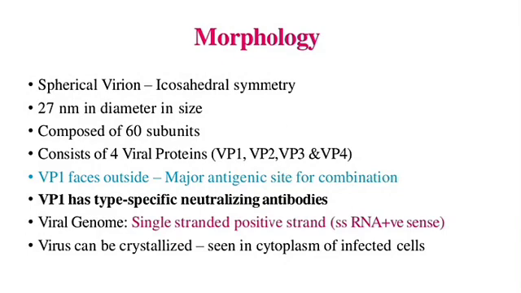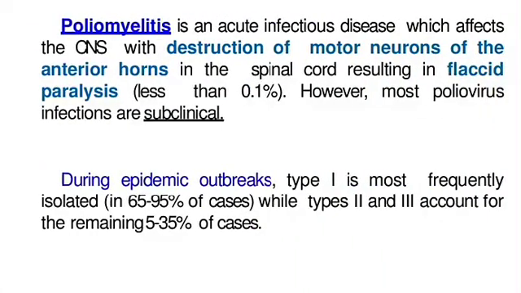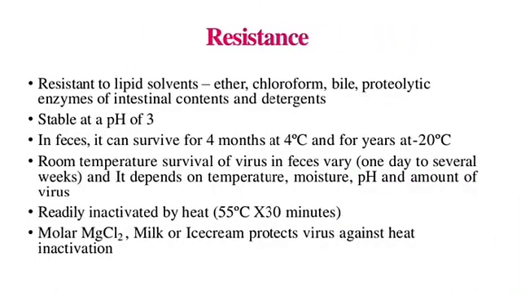The viral genome is single-stranded, positive-sense RNA. The virus can be crystallized and is seen in the cytoplasm of the infected cell. Poliomyelitis is an acute infectious disease which affects the CNS, with destruction of the motor neurons of the anterior horns in the spinal cord, resulting in flaccid paralysis. However, most poliovirus infections are subclinical. During epidemic outbreaks, type 1 is most frequently isolated, in 65 to 95% of cases, while type 2 and type 3 account for the remaining 5 to 35% of cases.